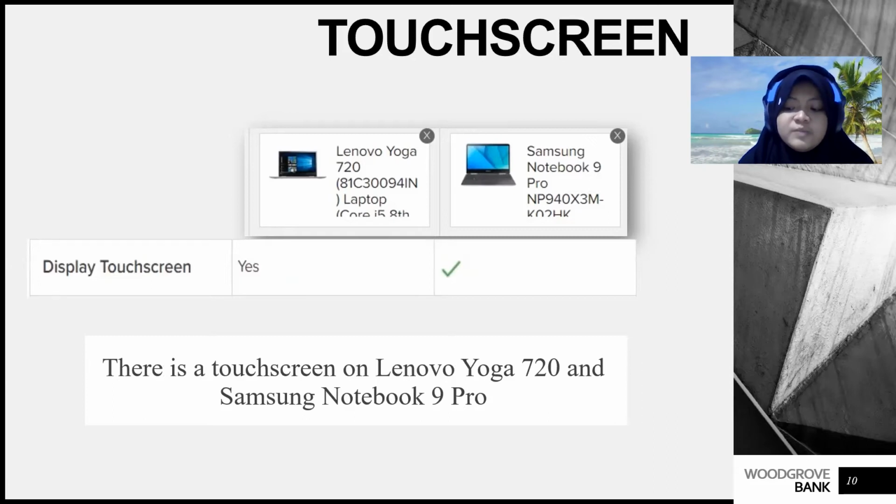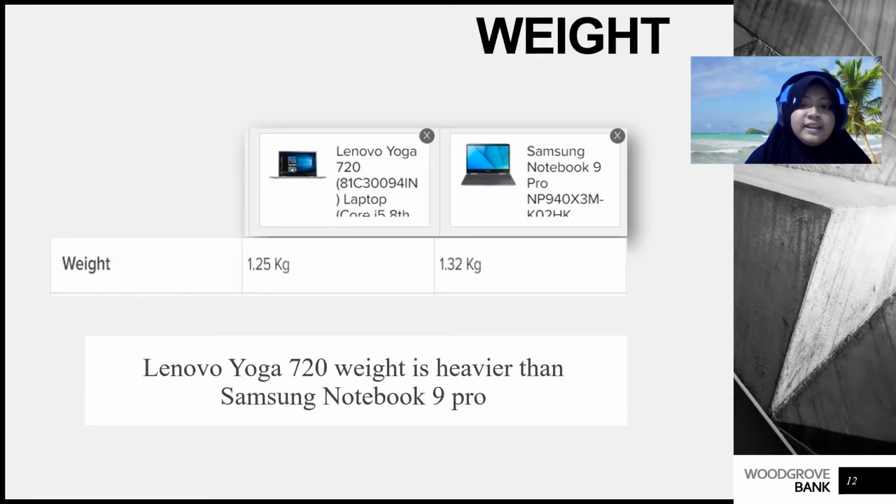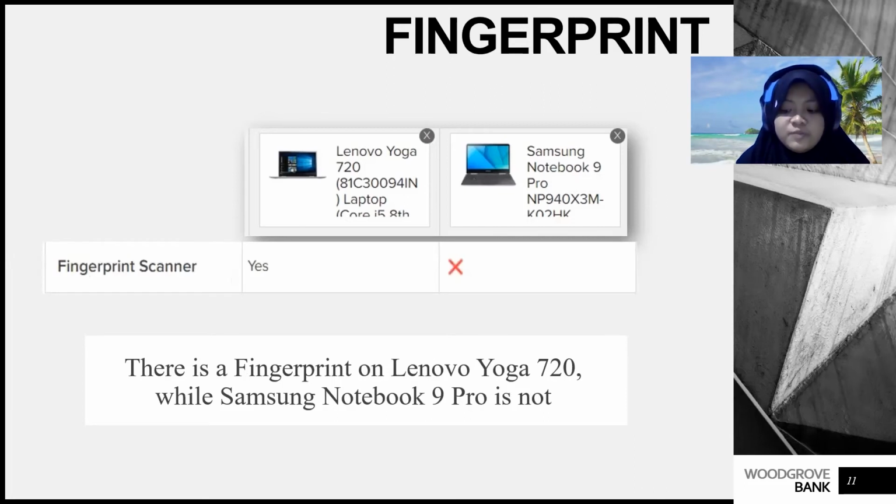Okay, after that, I will explain about the touchscreen. Touchscreen means that the screen of the laptop can be touched with a stylus, or we can write something with a stylus on that laptop. On these two laptops, they both have a touchscreen display. So we can say that the Lenovo Yoga 720 is as sophisticated as Samsung Notebook 9 Pro because they both have the touchscreen display.